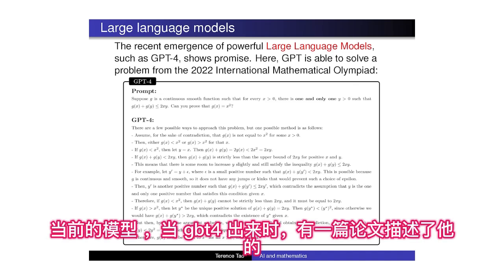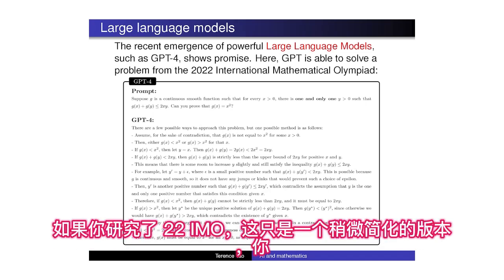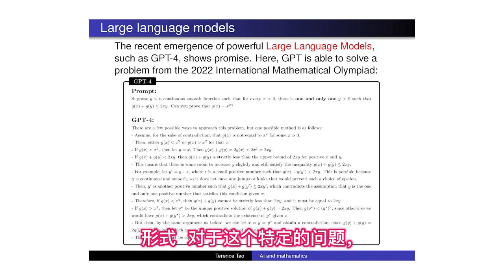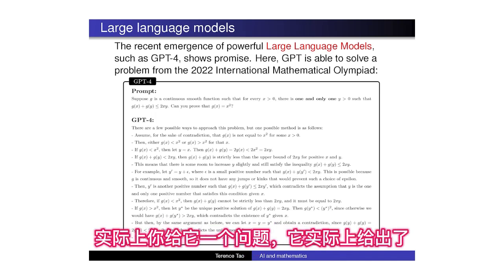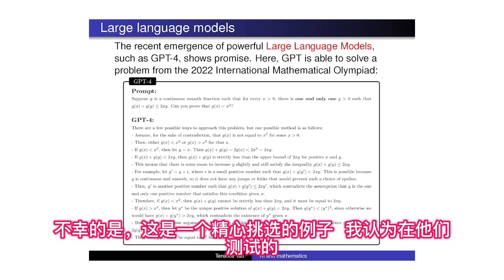Very famously, when GPT-4 came out, there was a paper describing its capabilities, and they fed it basically a question from the 2022 IMO. There's a slightly simplified version. If you studied the 22 IMO, you probably don't recognize it. It's not exactly the same form, but it's a simplified form. And for this particular question, you give it the question, and it actually gives a complete correct solution. It actually solved an IMO question.